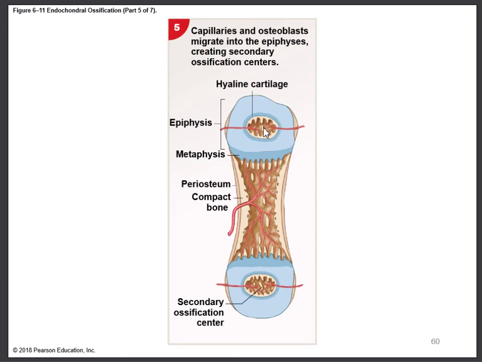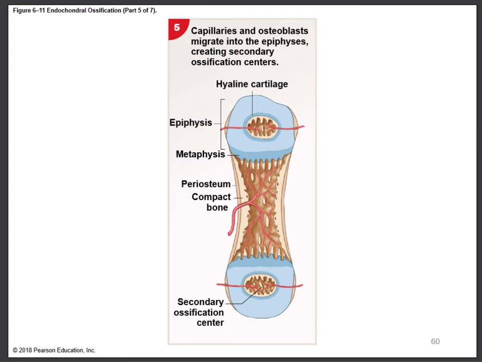This is known as the secondary ossification center. Now, it's not only happening up here, you can see another secondary ossification center forming over here. So we have some nice spongy bone being formed in the epiphyses distally, and same thing, spongy bone being formed in the epiphyses proximally.